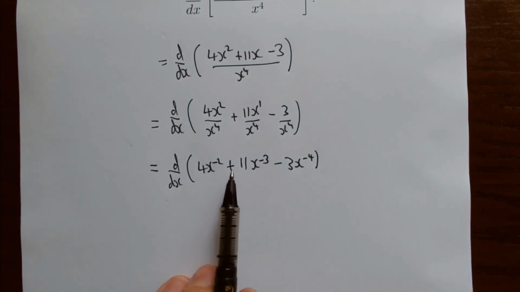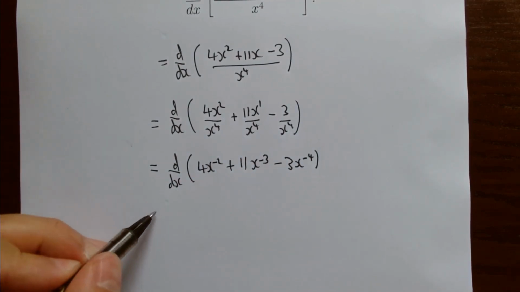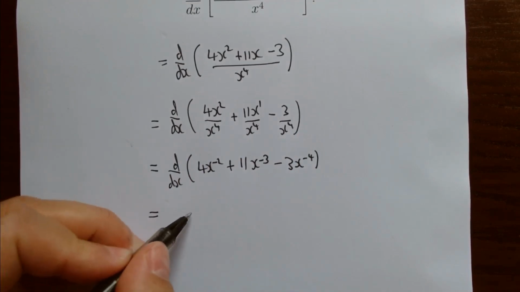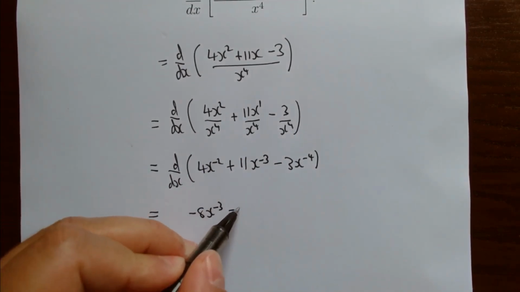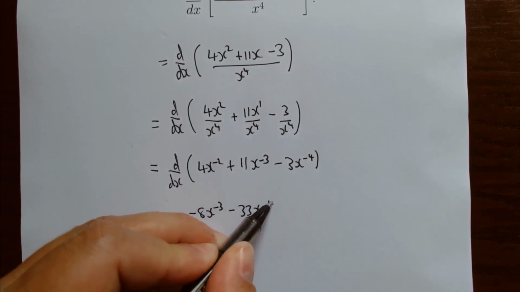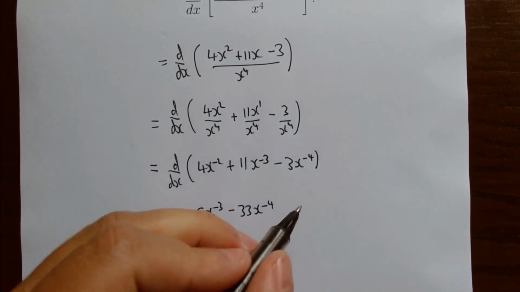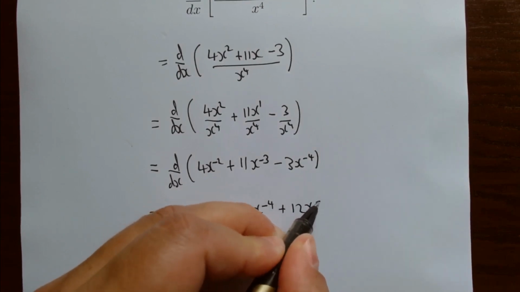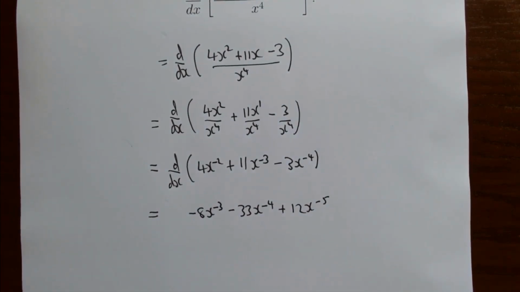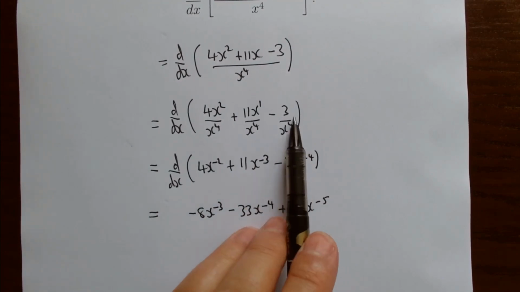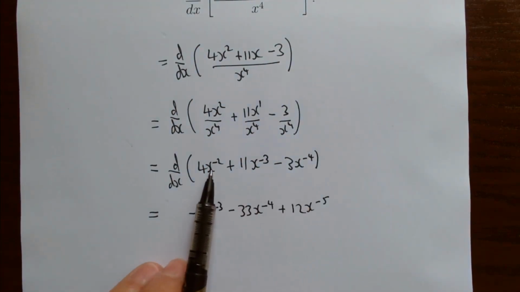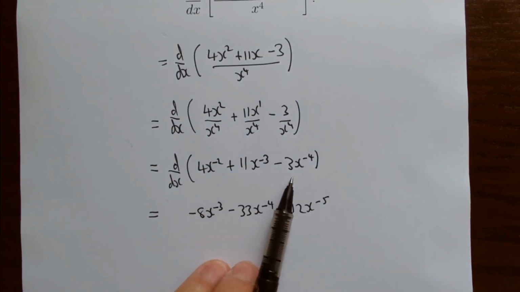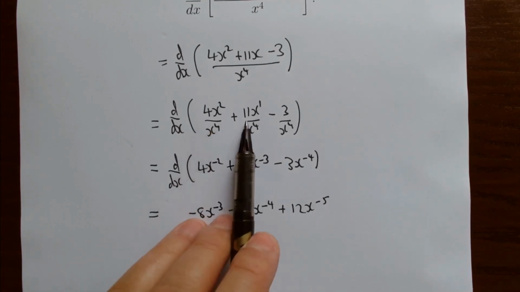Okay, now that we've got it in this form, we can finally differentiate it. That gives us minus 8x to the minus 3, minus 33x to the minus 4, and then plus 12x to the minus 5. And that's it. So you don't have to do this step. We could have gone from here to here usually, but we just did an extra step.